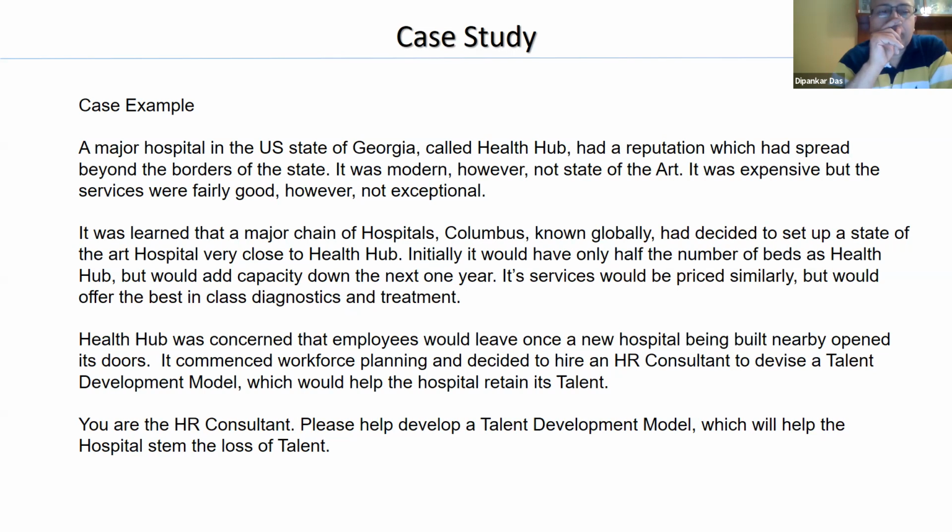Health Hub was concerned that employees would leave once the new hospital being built nearby opened its doors. It commenced workforce planning and decided to hire an HR consultant to devise a talent development model, which would help the hospital retain its talent. You are the HR consultant. Please help develop a talent development model, which will help the hospital stem the loss of talent. Thank you, Abhay.